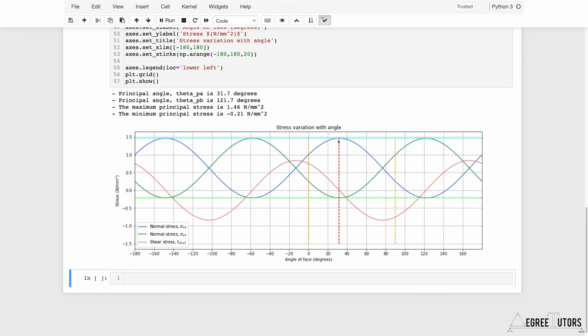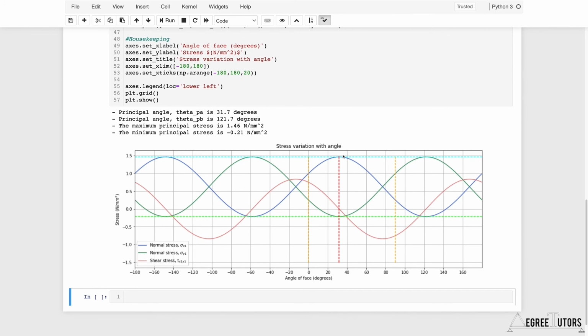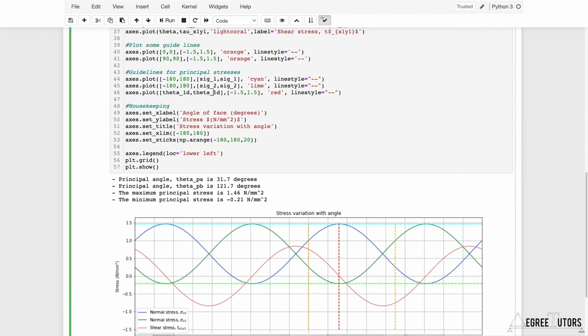Okay, very good. So what we're saying here is the first angle, theta 1, theta 1a I think we called it, or theta PA, sorry, here it was 31.7. That 31.7 is represented by this vertical line here, and that corresponds here with the maximum value of the principal stress. So the maximum value of the principal stress, which is 1.46 newtons per millimeter squared, is occurring on a plane that is orientated at 31.7 degrees to the horizontal. Okay, and that's essentially that point there. All right, and let's plot theta 2.